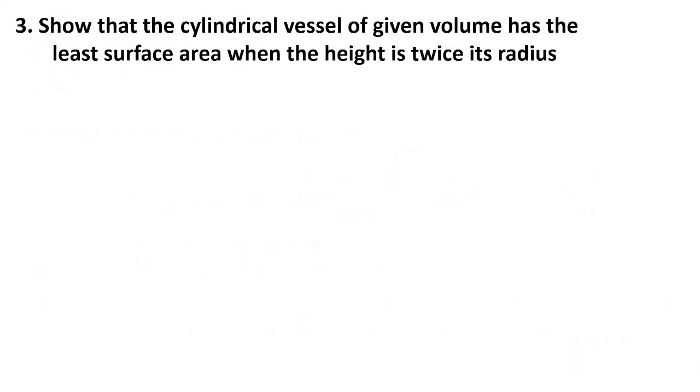Let us move on to the next question. Show that the cylindrical vessel of given volume has the least surface area when the height is twice its radius. Already I told you, whenever you are having a problem involving cylinder and cone, be careful. There are two variables in the formulae. There will be a clue given in the problem to express one in terms of the other. But you should be very clear which to be expressed for your convenience.